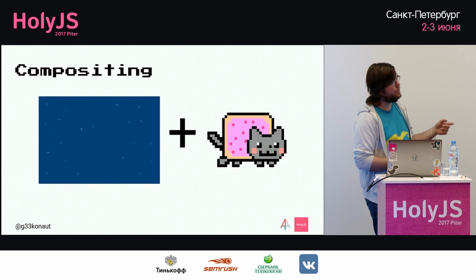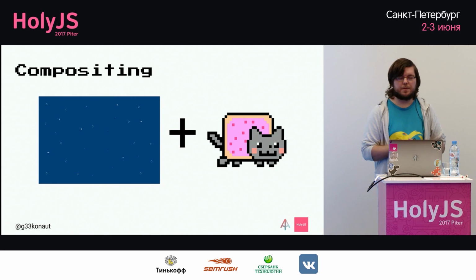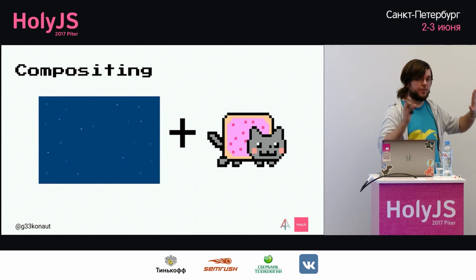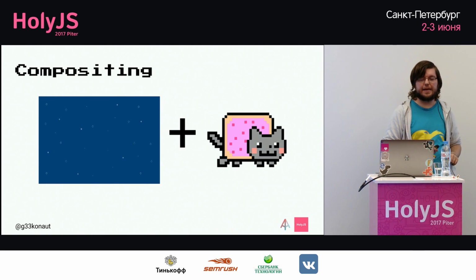So here we're having two what's called sprites. The browser calls these layers, but it's the same thing. So we have two images in memory somewhere. We have the background and the Nyan cat.